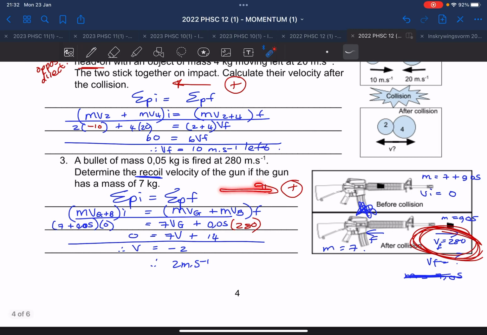And we chose to the right to be positive, so that means it is to the left. And does that make sense to us? Yes, it does, because as you shoot the bullet, the gun recoils back. So to the left does make sense to us.